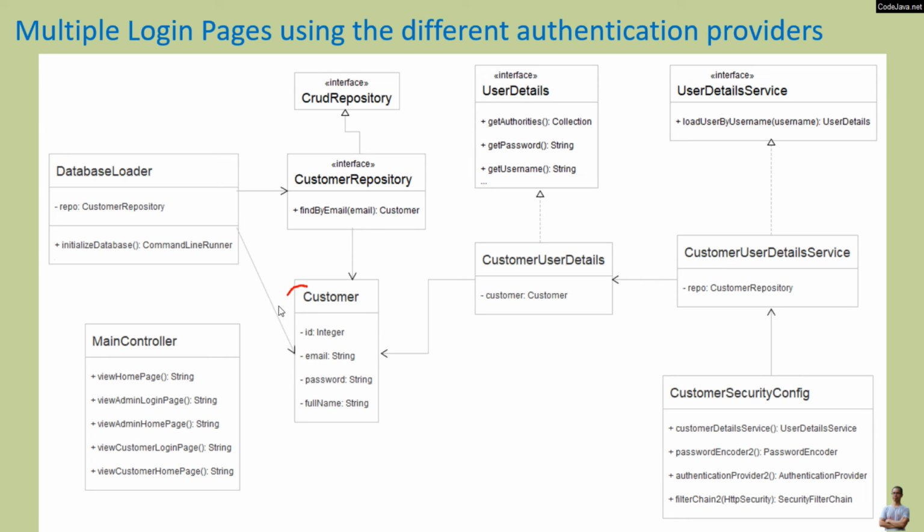We need to create a new entity class, customer. Code the customer repository interface, update the database loader to persist some customer objects into the H2 in-memory database. Code the customer user details class, code the customer user details service class, and code the customer security config class.